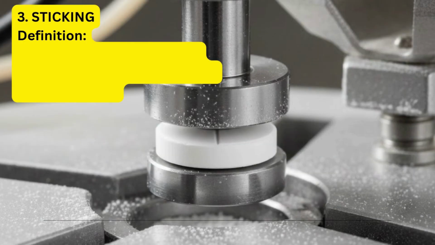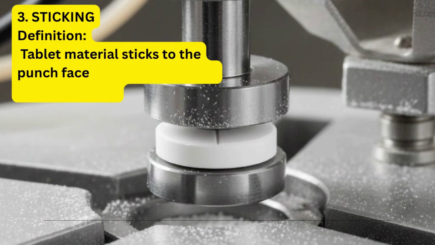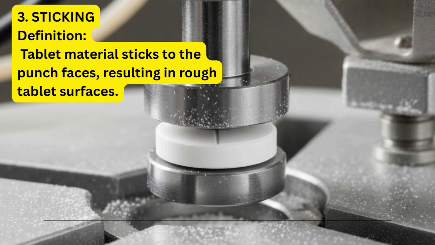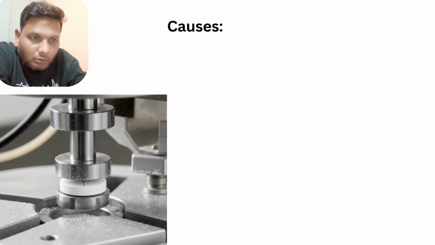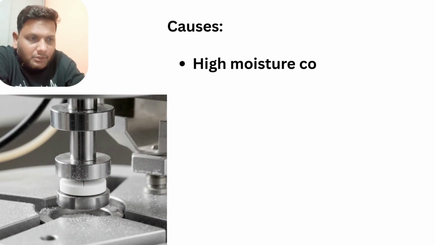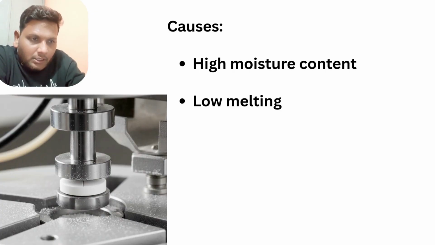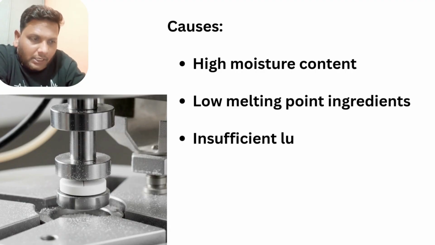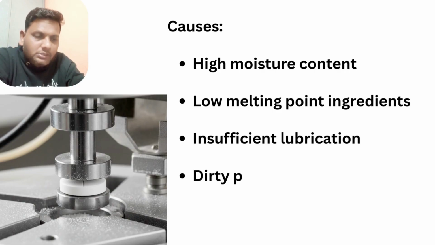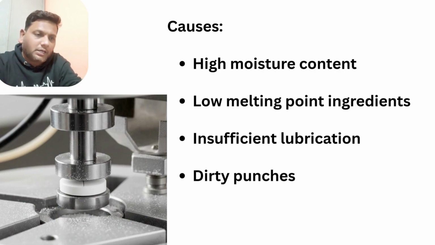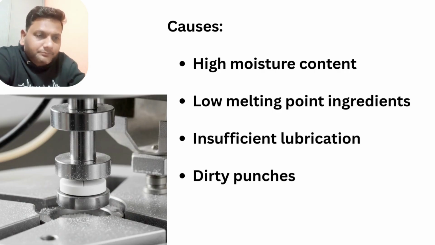Sticking. What is sticking? Sticking means the tablet material sticks to the punch surfaces, resulting in a rough tablet surface. Now, what are the reasons or causes for sticking problem in the tablets? It may arise due to high moisture content. If the granules or the powder material which we are using contains more moisture, then it is one of the reasons.